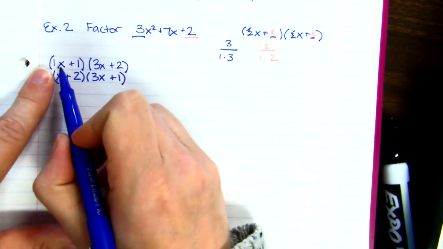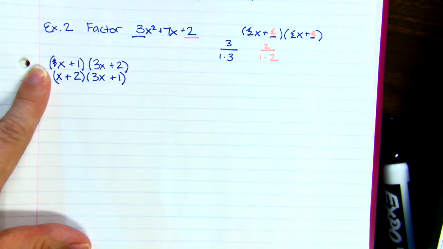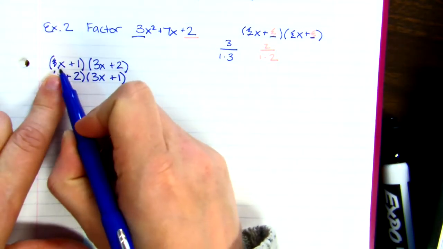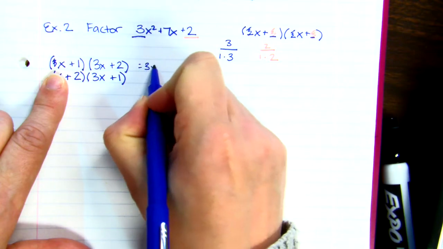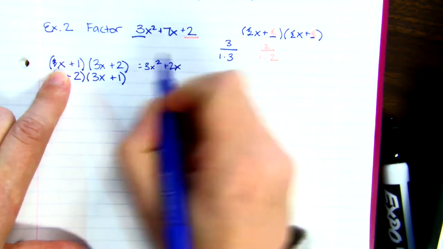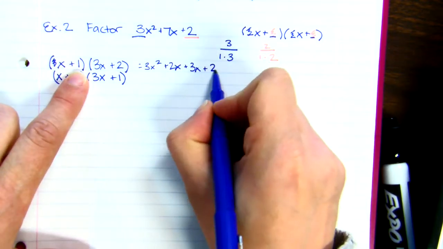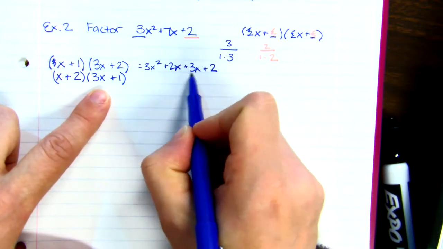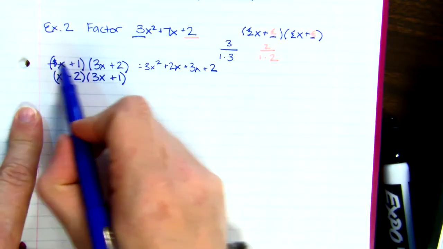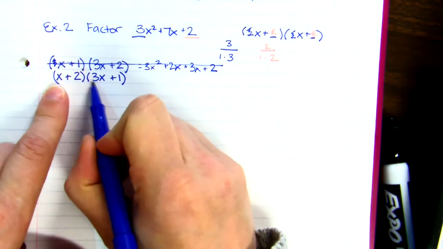So hopefully you guys are okay with 1x being x, because that's just an added thing in there to make it more confusing. X times 3x is 3x squared. That's my first term. Outside would be 2x. Inside would be 3x. Last would be 2. 1 times 2 is 2. 2x and 3x make 5x, so that is not the correct factorization. So I try the next one.